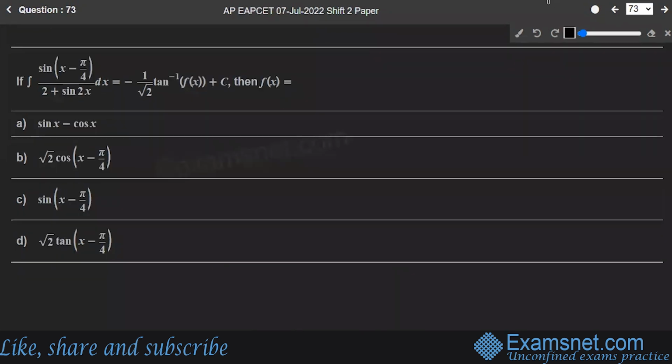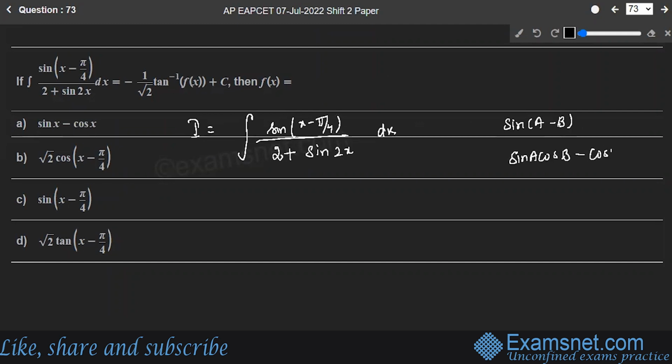Question number 73. If integral of this function is equal to minus 1 by root 2 tan inverse f(x) plus c, then f(x) is equal to. So you are given, let it be I, this integral is integral of sine(x minus pi by 4) divided by 2 plus sine 2x dx. So here I'll be using the sine a minus b formula. Sine a minus b is sine a cos b minus cos a sine b. Also you have one more thing, that sine 2x is equal to 2 sine x cos x. So I'll be using these two formulas.